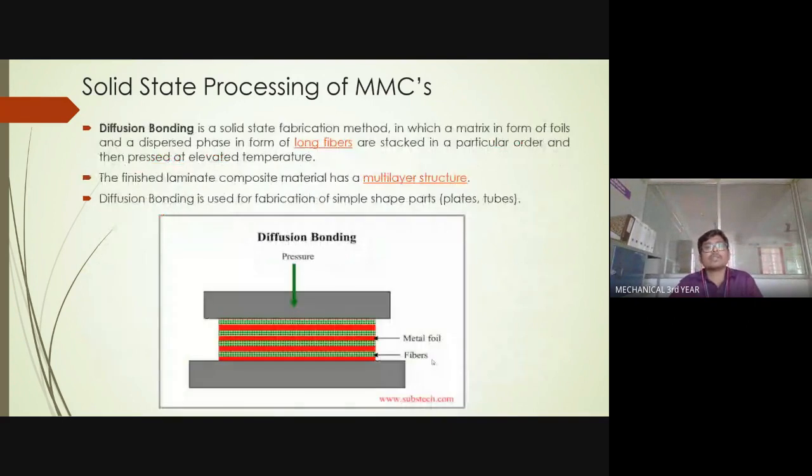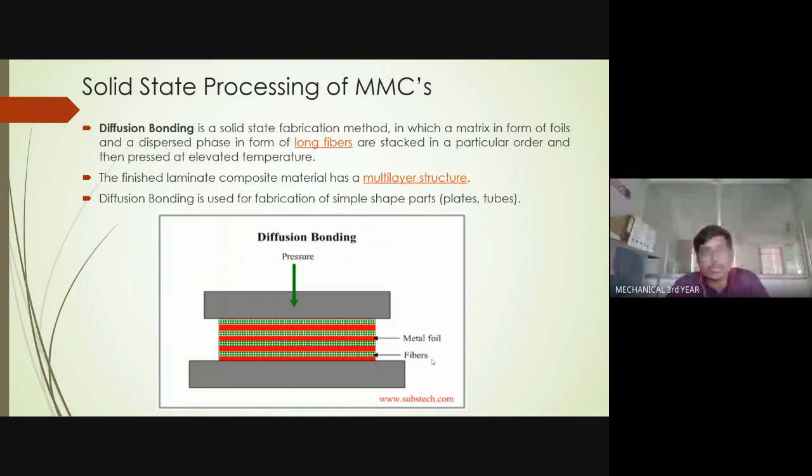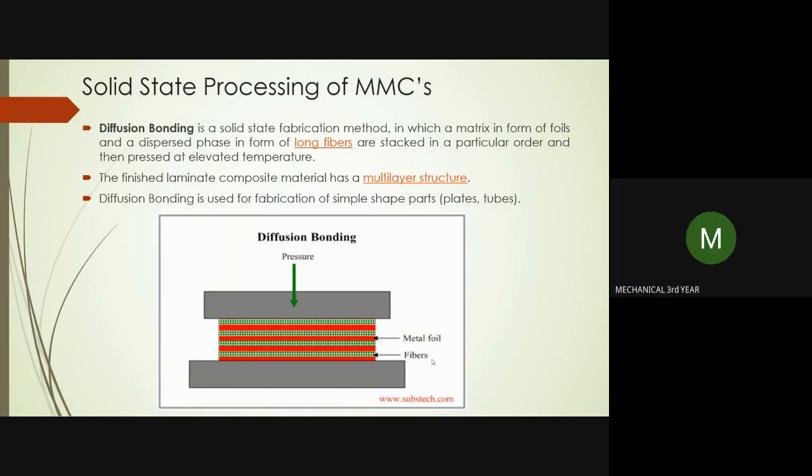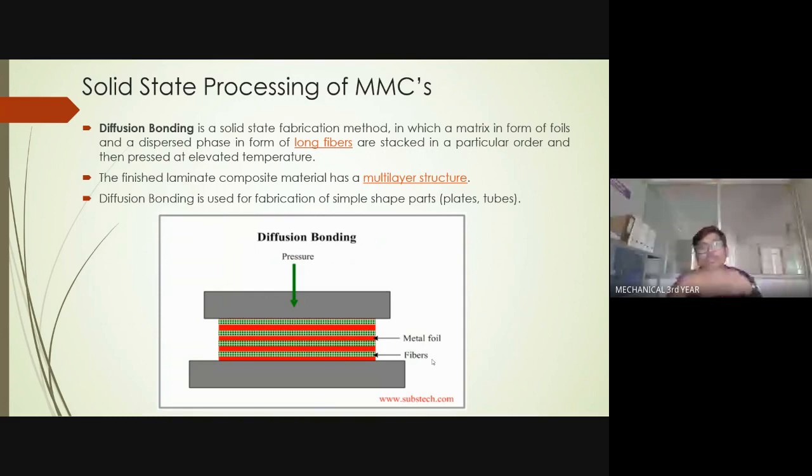So in solid state processing of MMCs, the first thing is diffusion bonding, a solid state fabrication method in which a matrix in the form of foils and a dispersed phase in the form of long fibers are stacked in a particular order and then pressed at elevated temperature. So you first add your matrix, then your reinforcement, so it becomes a sandwich structure. One over the other, you place your reinforcement and the matrix, and then you apply pressure.